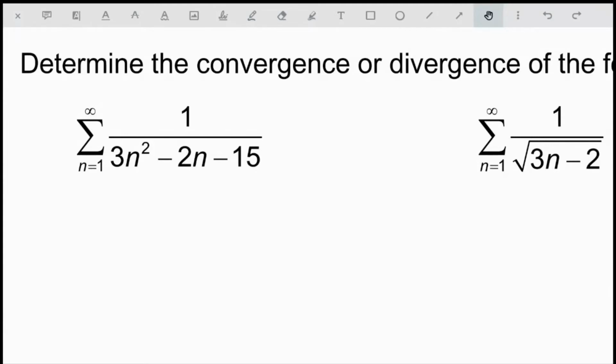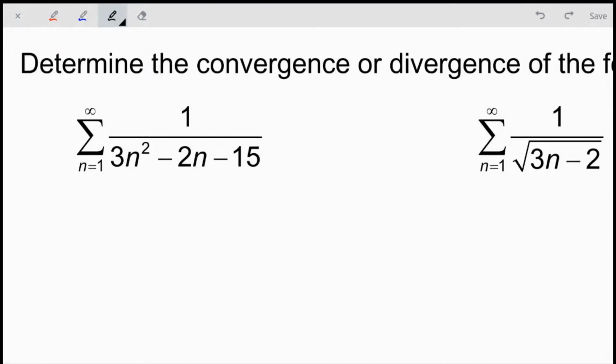So we have this series that goes from 1 to infinity. It's 1 over 3n squared minus 2n minus 15. So what I want to think about is, what can I use as a comparison? So when it's a polynomial expression like this, I usually want to use that same polynomial in its most basic form. And what I mean by that is I have a 3n squared minus 2n minus 15.